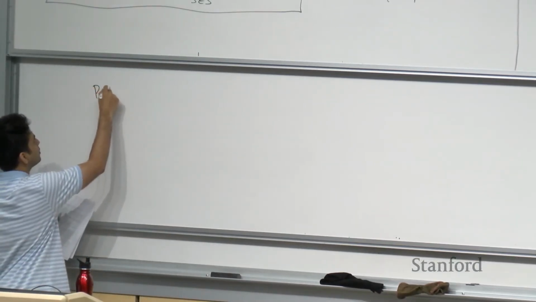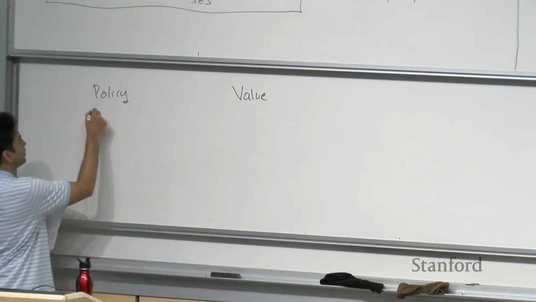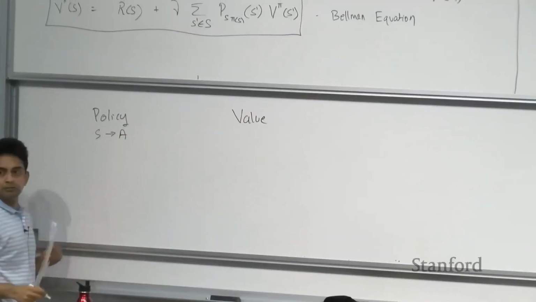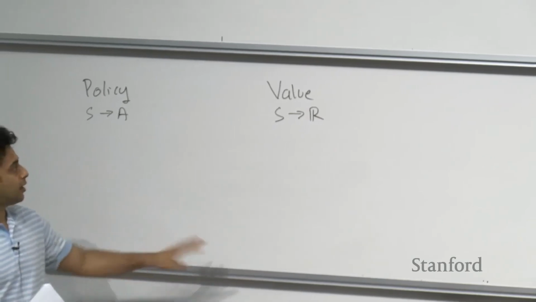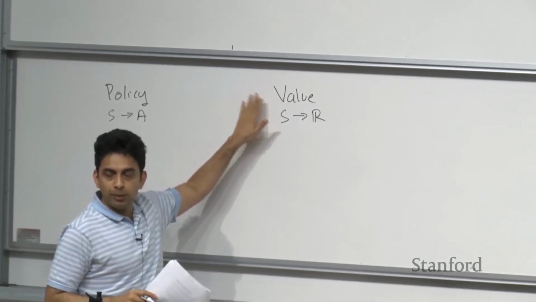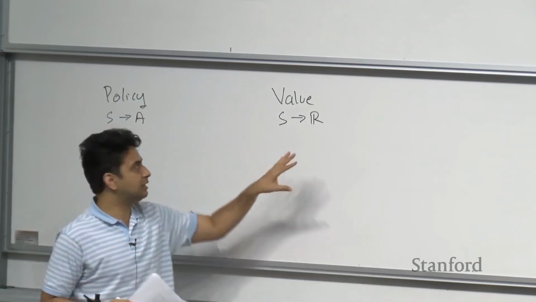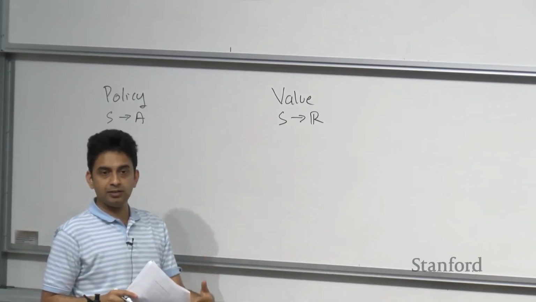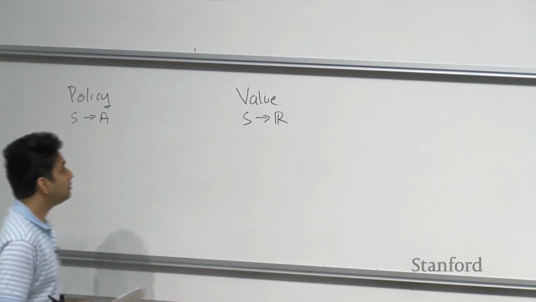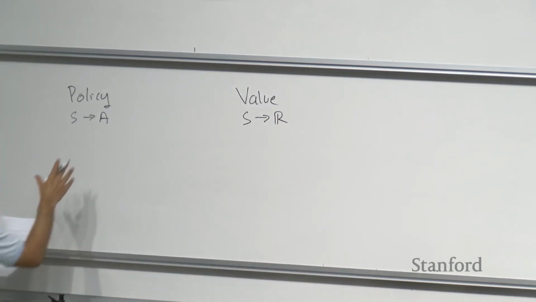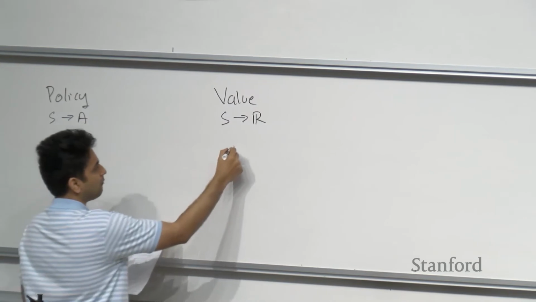So we have policy, and we have value, right? So policy takes us from S to A. Value takes us from S to R. And again, value is distinct from reward because reward is immediate gratification and value is long-term value, which means in order to maximize value, you may have to sacrifice immediate rewards if there is a prospect of doing very well in the long run. That's the key distinction between reward and value. And given a policy pi, we can calculate the corresponding value V pi, right?